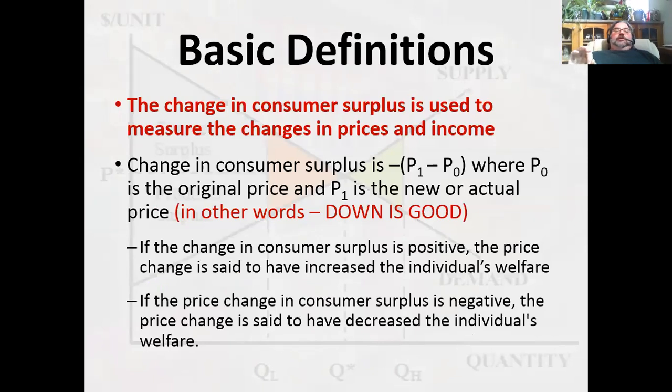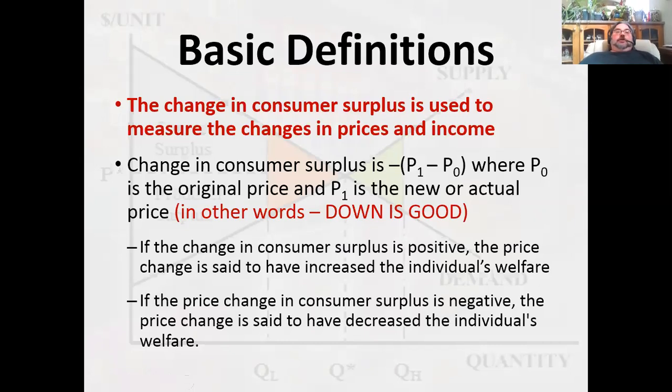We look at the change in consumer surplus to measure changes in price and income. So this is going to get a little confusing because of the way the minus signs work, but try to follow. Change in consumer surplus is measured as the new price minus the old price changed to a negative number. So let's say my new price is 5 and my old price is 3. P1 minus P0, 5 minus 3 is a 2. And I change the sign because I've got a minus in front of the parentheses here. So my number is -2.